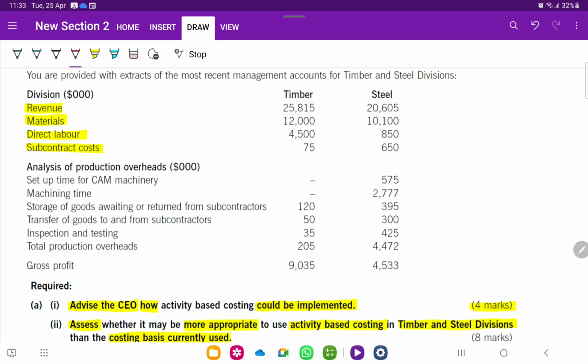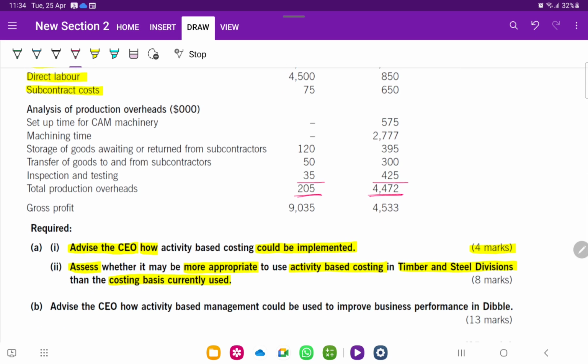Setup time for CAM machinery, right? This is the time which you require to set up the machinery. Machining time, storage of goods awaiting or return from subcontractor, transfer of goods to and from subcontractor, inspection and testing, and total production overheads. Right. See, these are the total production overheads. Right. So advise the CEO how activity based costing could be implemented. This is a very simple idea. I'm not going to discuss this.